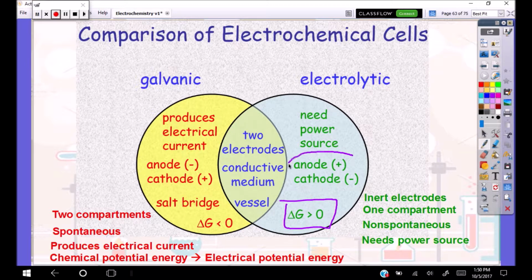We want to pay attention to the charge here. You see, compared to here, the charge has in fact swapped. The anode is positive, and the cathode is negative. Okay? But we still have two electrodes. We still are in some sort of vessel that's conducting. The salt bridge disappears. That's a galvanic cell thing. And you can study up on galvanic cells later, but I really want to just jump through these examples. Okay?